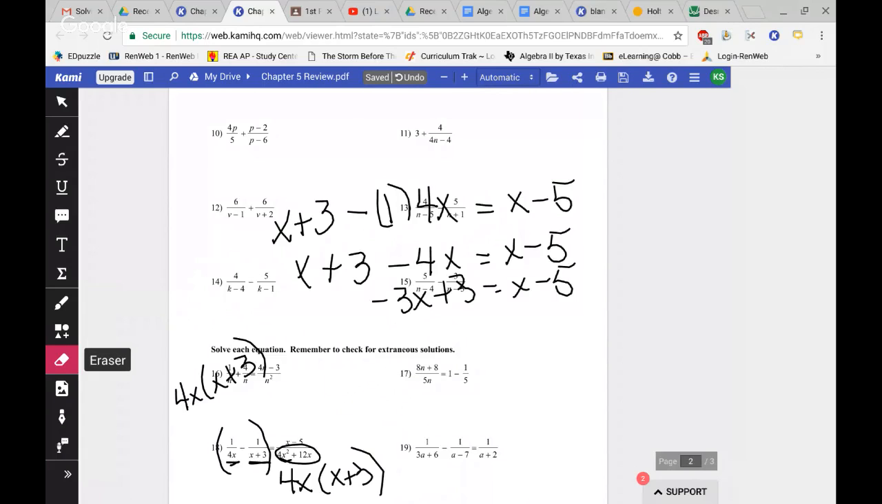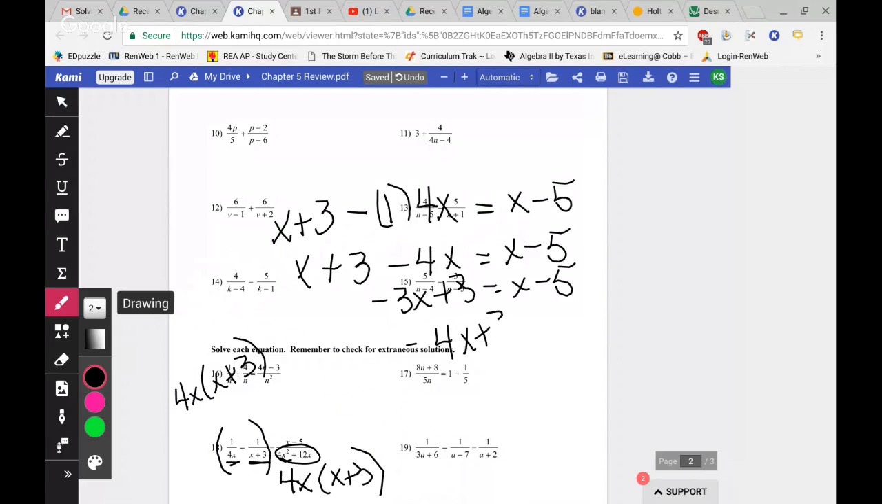And then when I bring my x from here, I'm going to subtract x from both sides. And that's going to leave me 4x plus 3 equals negative 5. And I'm going to subtract 3 from both sides. And that's going to give me negative 4x equals negative 8. Divide both sides by negative 4. And that's going to give me x equals 2.